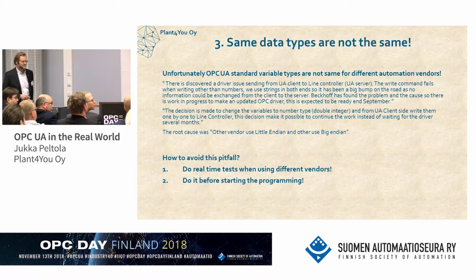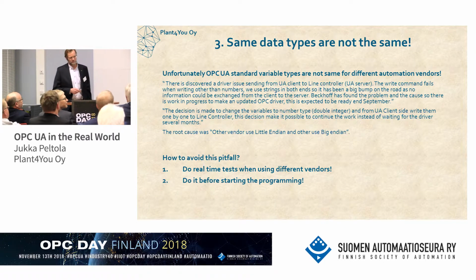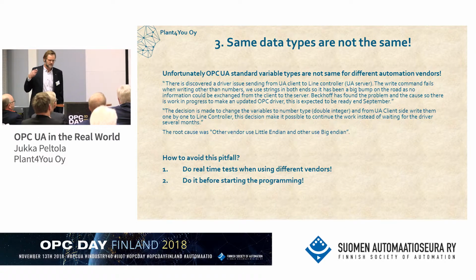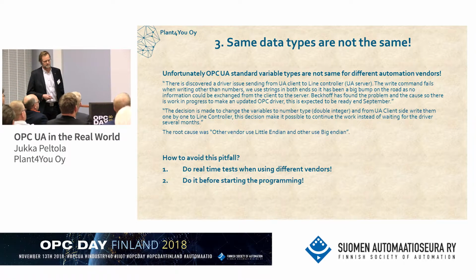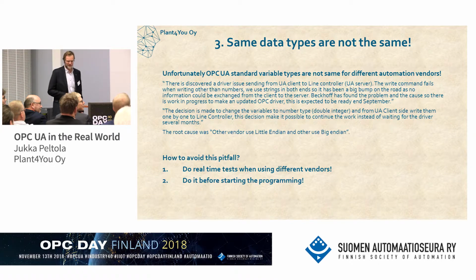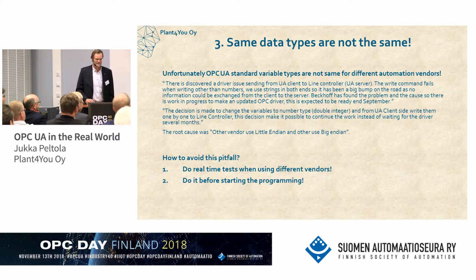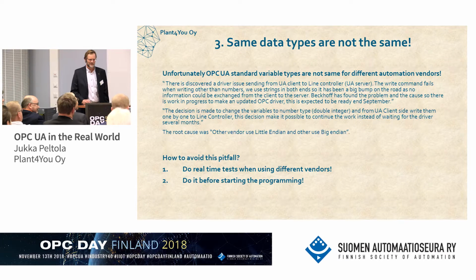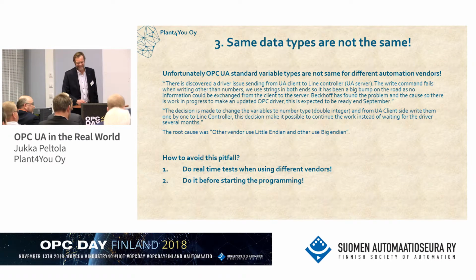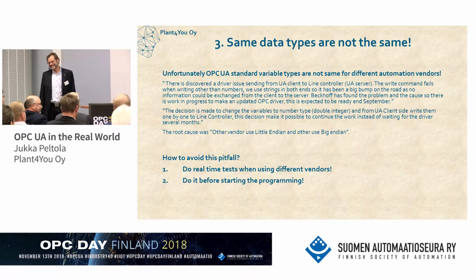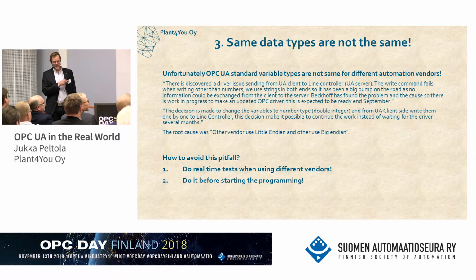But that was not an OPC UA problem. That was a vendor problem. It was actually a certified interface. Both sides were big automation vendors, and probably certified interfaces. But this happens. I don't know why. Certification is not foolproof. And that's why you have to test these kinds of things beforehand.